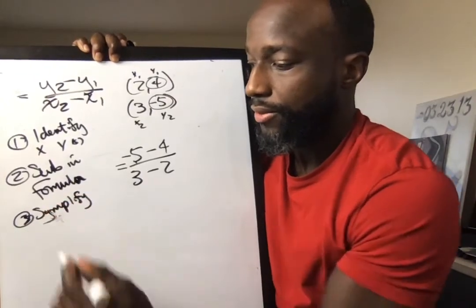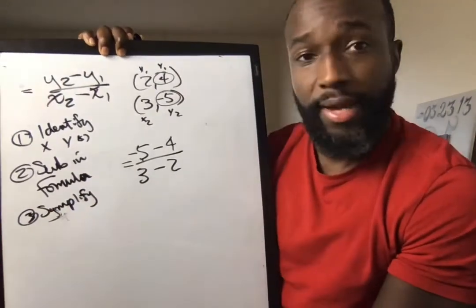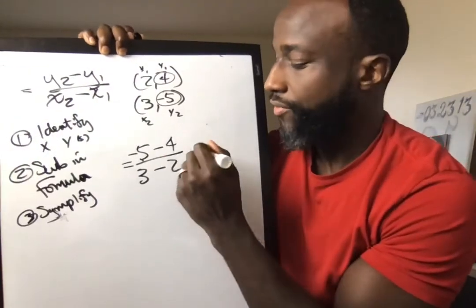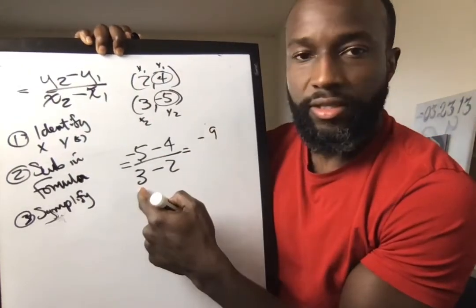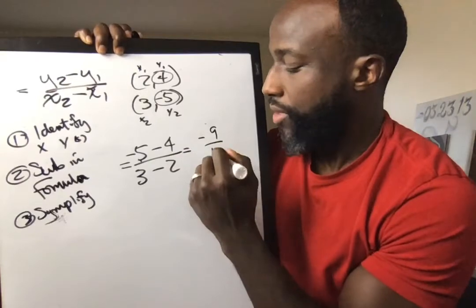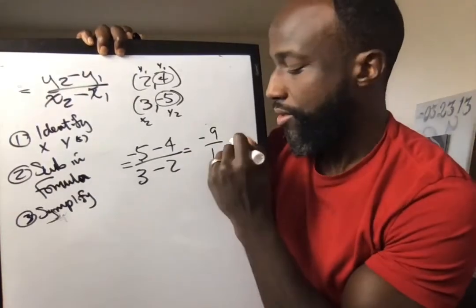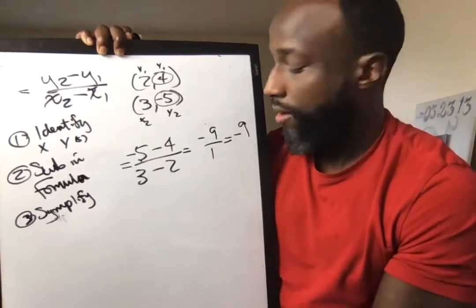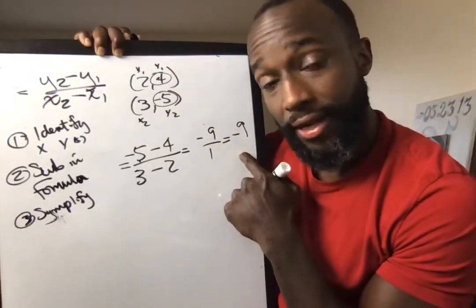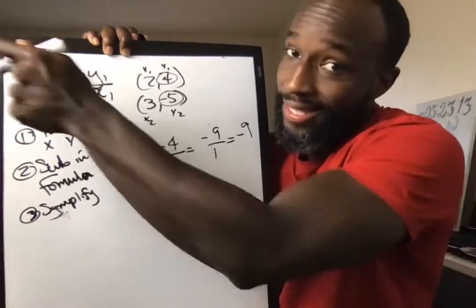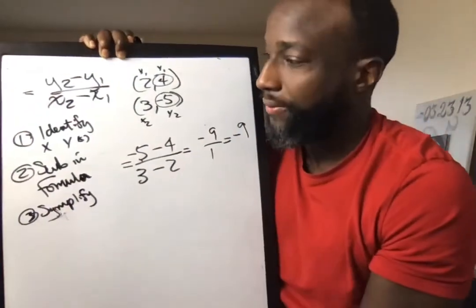Yeah, that's about right, I guess. Simplify. Let's do the math, right? Negative 5 minus 4 gives you negative 9. 3 minus 2 gives you 1. So your slope is actually negative 9 over 1, or negative 9. All right? With that being said, it'll be a negative slope, which means it'll be going in that direction, right?